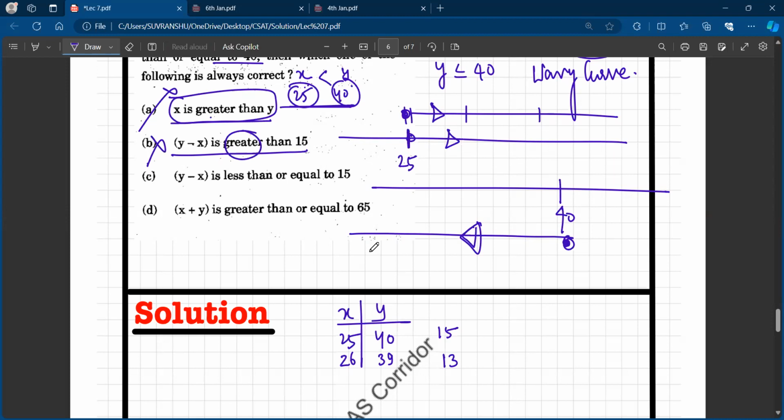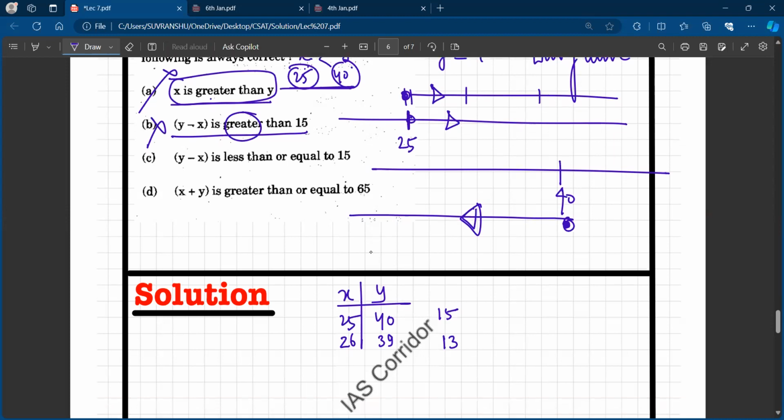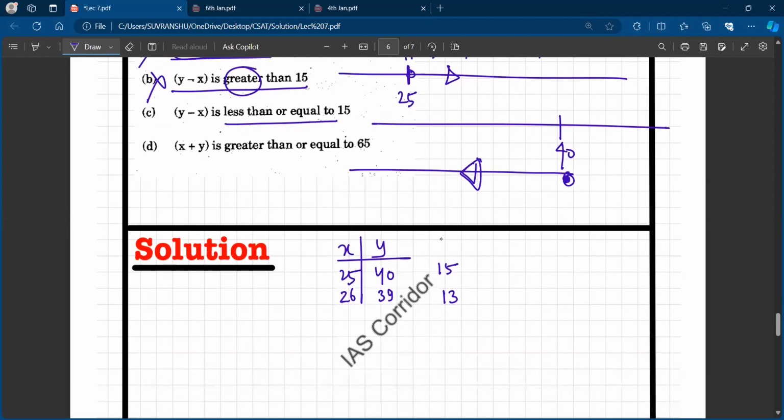Y minus x is less than or equal to 15. Let's see. You keep on increasing. Yahan pe 15 tha, yahan pe 13 hai. You keep on increasing. 27, this will decrease because this increases and this decreases. X goes on increasing, y goes on decreasing, right? Now this is 27, this is 38, again 12. This will be 28, this will be 37, 11. Isn't it decreasing? Yes.